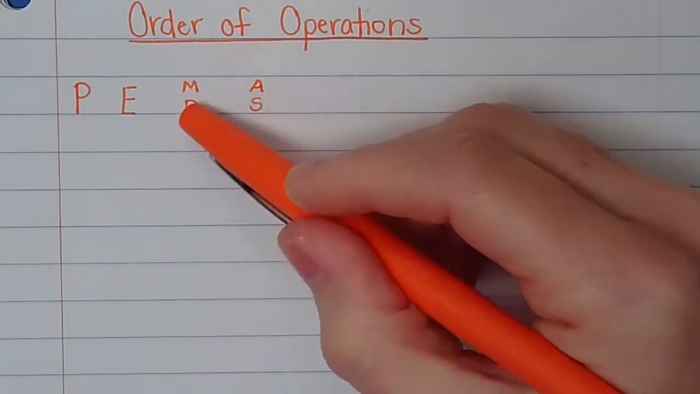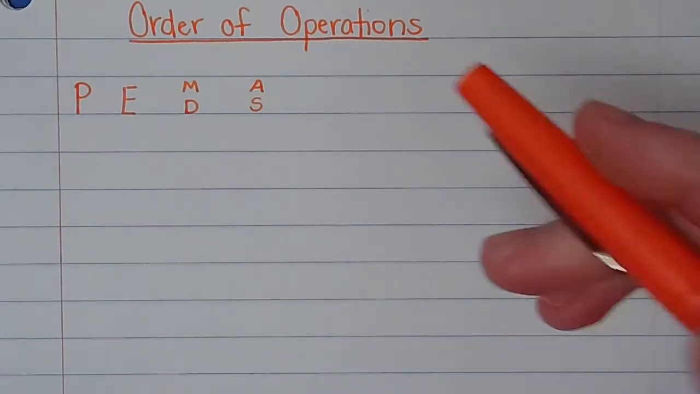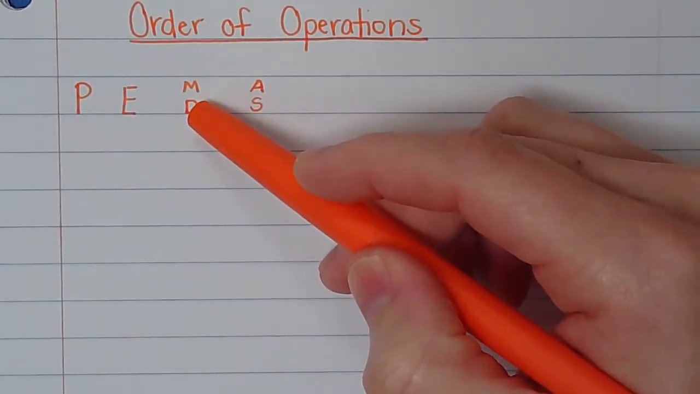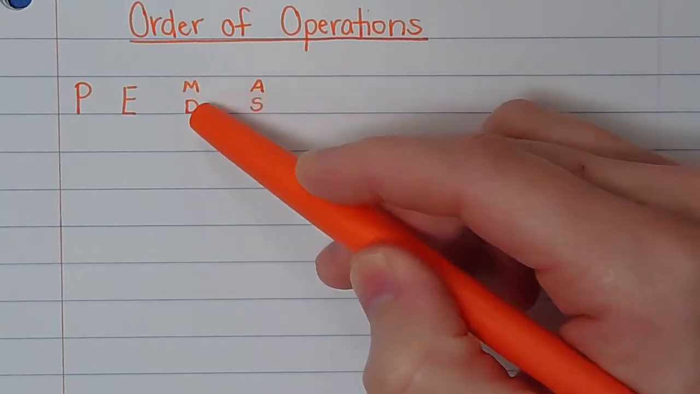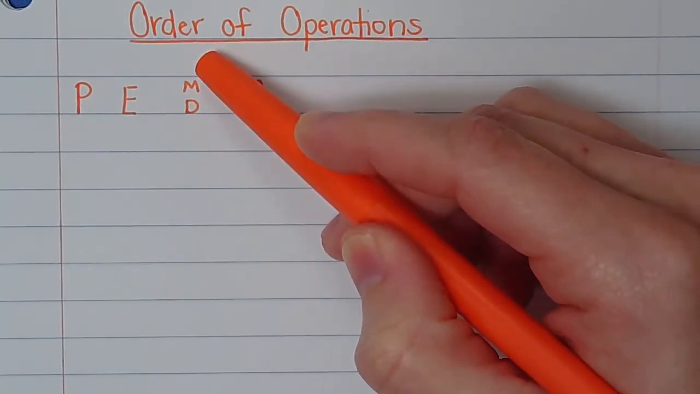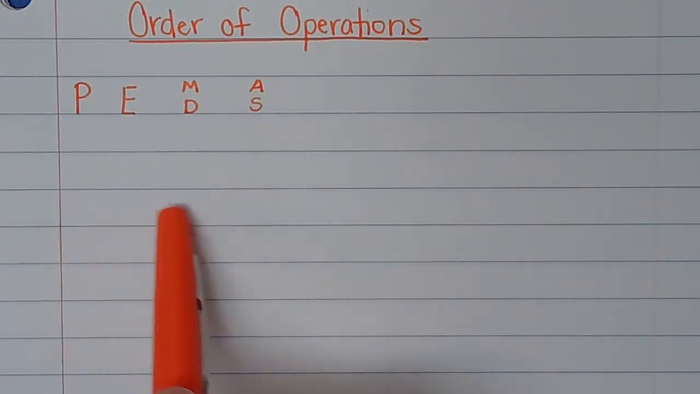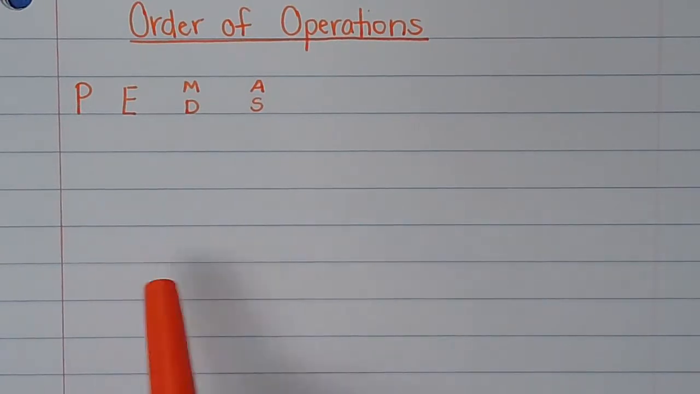So with multiplication and division, whichever one you come to first when you're doing the problem, that's the one you do first. If division comes before multiplication, do the division, get that done, then go on and do the multiplication. When you're solving a problem left to right, do whichever one comes first and then move on to the next one.